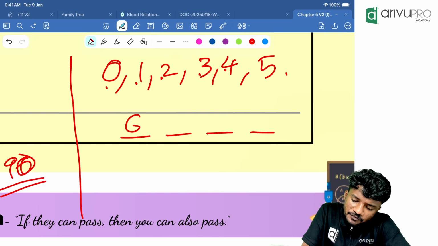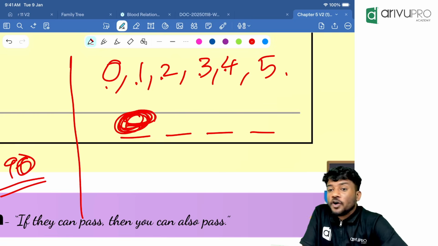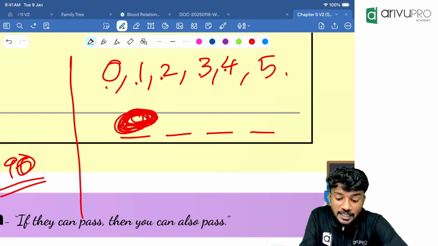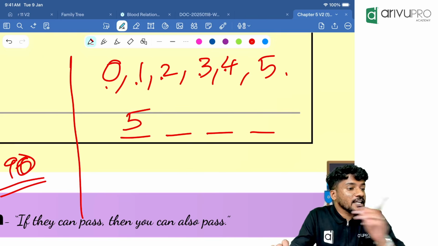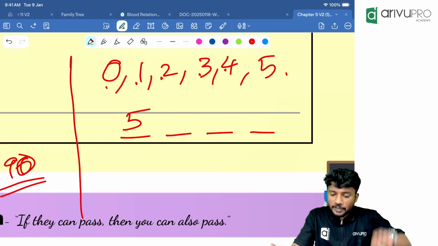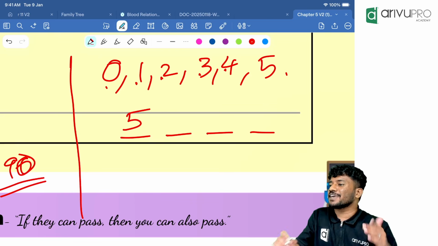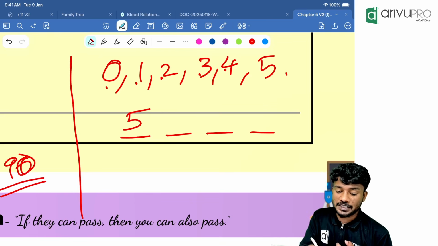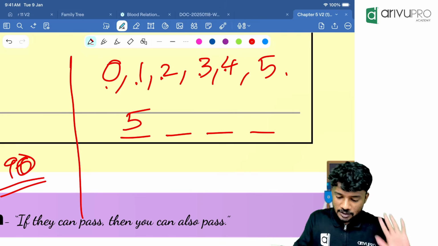Can 6 sit in the first place? No. How many can sit in the first place? Only 5 of them, any of the 5. 1, 2, 3, 4, or 5 can sit in the first place. Why? If 0 sits there, it will become a 3-digit number.